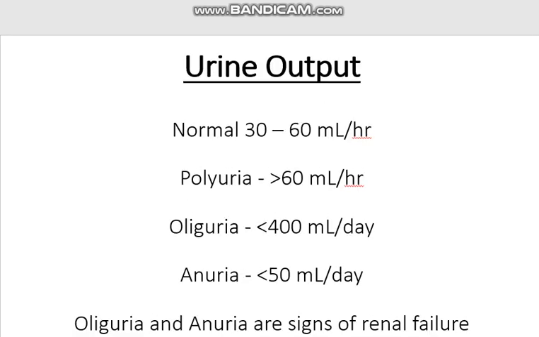Urine output. A normal amount is 30 to 60 milliliters per hour. Polyuria is greater than 60 milliliters per hour. Oliguria is less than 400 milliliters per day. Anuria is less than 50 milliliters per day. Oliguria and anuria are both signs of renal failure.